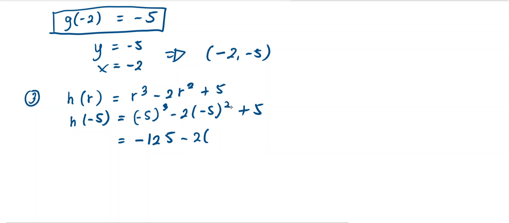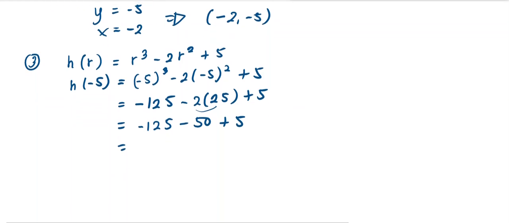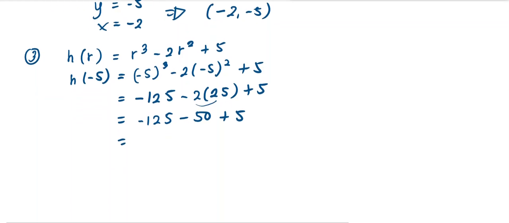And then minus 2 times, you're evaluating that exponent first. So -5 squared is -5 by itself, and -5 times -5 is positive 25. And then add the 5. Okay, so now you are evaluating these. So -125, -2 times 25 is -50, plus 5. That's -125 minus 50 is -175, plus 5 is -170.